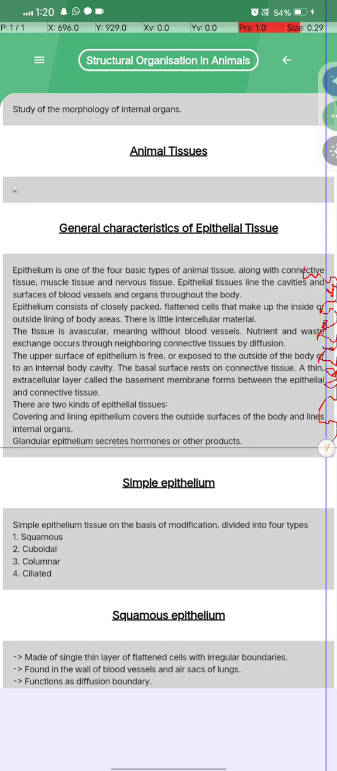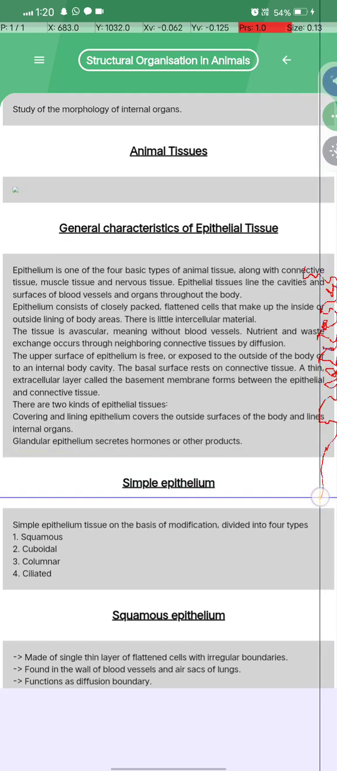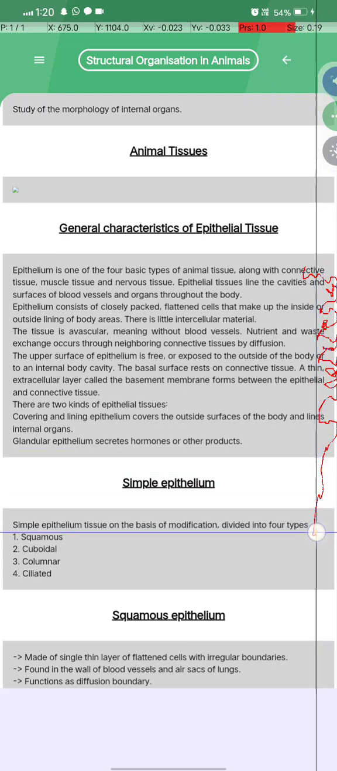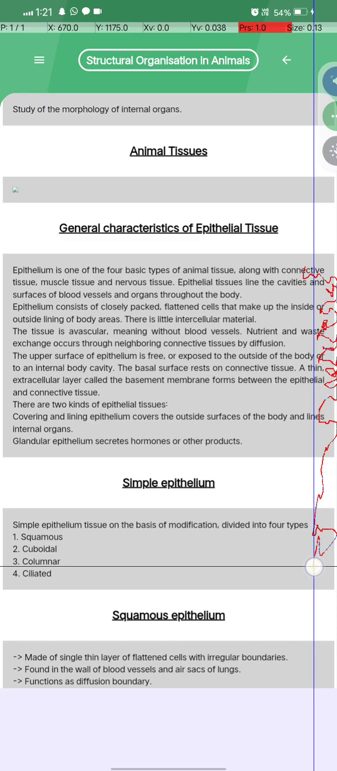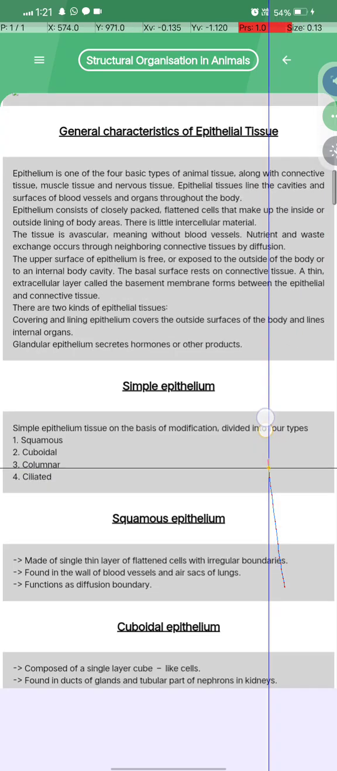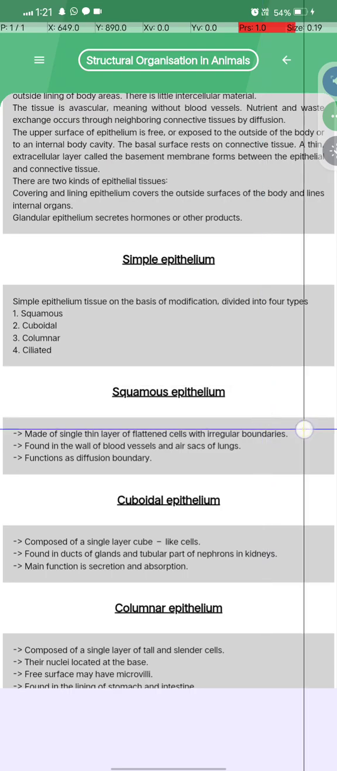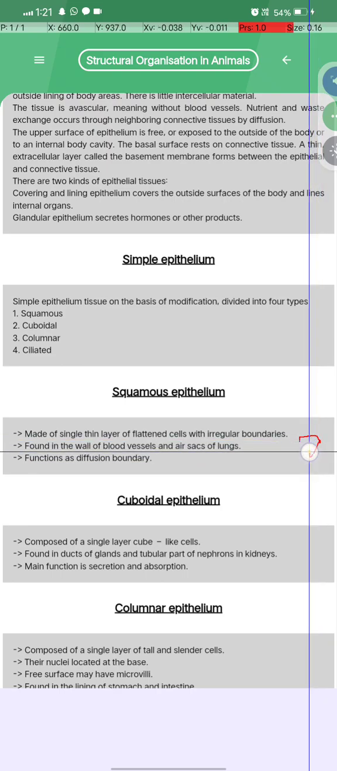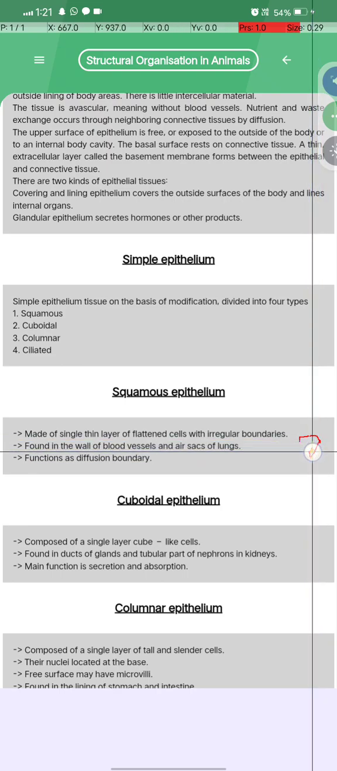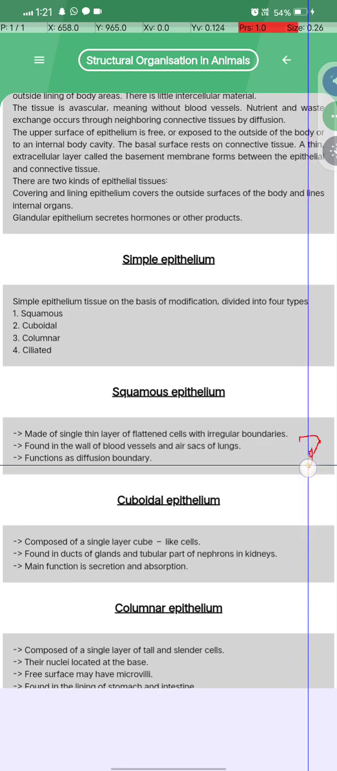Glandular epithelium secretes hormones and other products. Simple epithelium tissue, on the basis of modification, is divided into four types: squamous, cuboidal, columnar and ciliated. Squamous epithelium क्या होता है? Made of a single thin layer of flattened cells with irregular boundary, found in the wall of blood vessels and air sacs of lungs. Functions as a diffusion boundary.